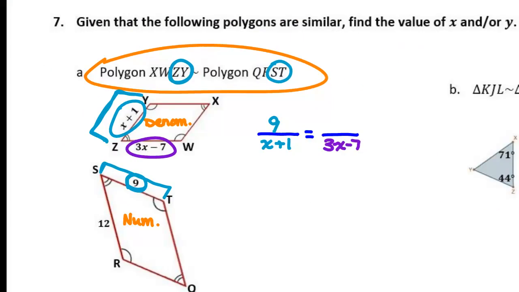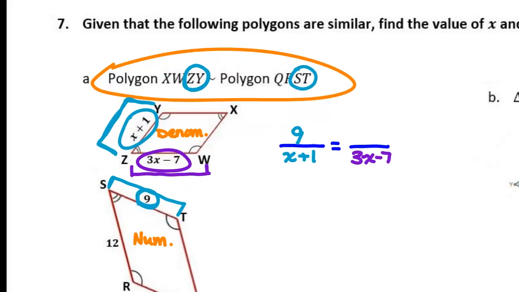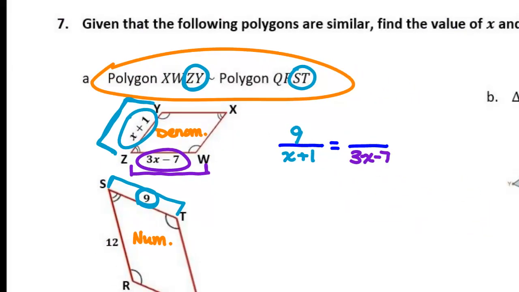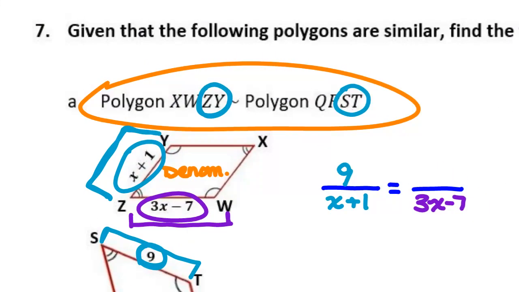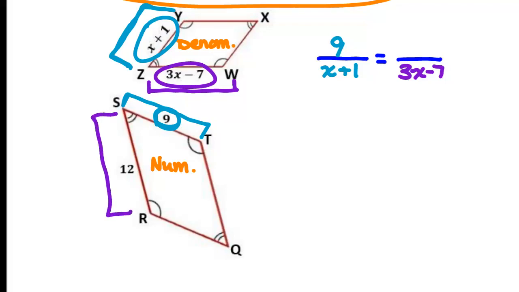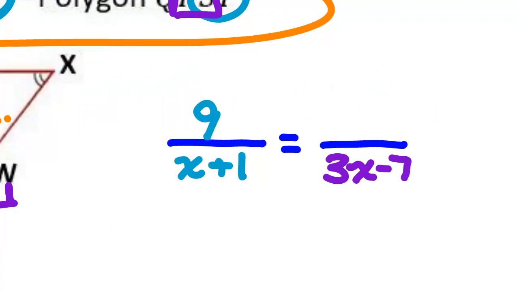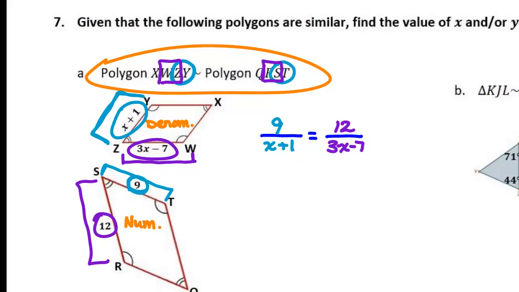So what is the side that corresponds to ZW, the 3x minus 7? What'd you say? SR. Here's ZW, middle 2 letters. SR is middle 2 letters. So it corresponds to this. This needs to go in my other numerator. We haven't had a fraction where we have x's on both sides yet. I'm going to need to get rid of fractions, which means I need to use what operation? Multiplication. Multiplication gets rid of fractions.